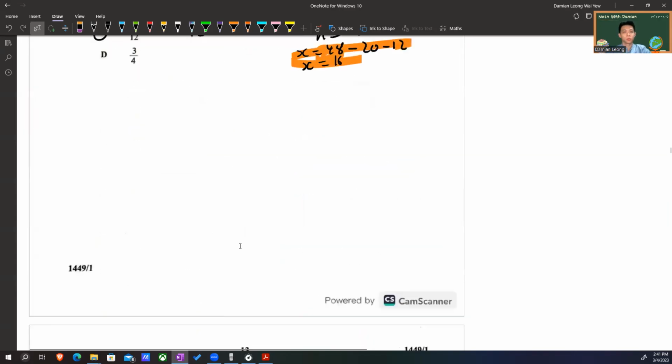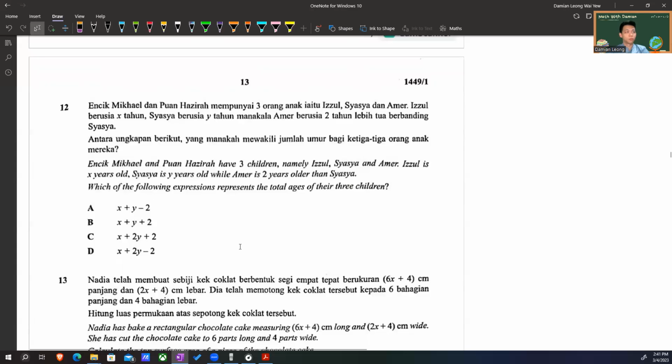Question 12. Ajay, Michael, and Puan Hazira have 3 children, Izu, Sasha, and Ame. Izu is X years old, Sasha is Y years old, Ame is 2 years older than Sasha. 2 years older means Ame is Y plus 2. So total age of the 3 children means X plus Y plus Y plus 2. Simplify, Y and Y plus together, so 2Y. X plus 2Y plus 2. Answer C.